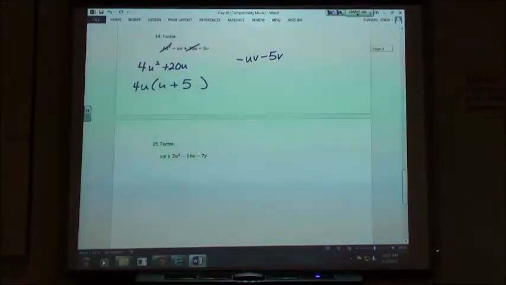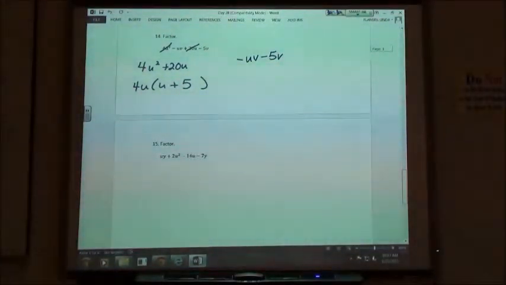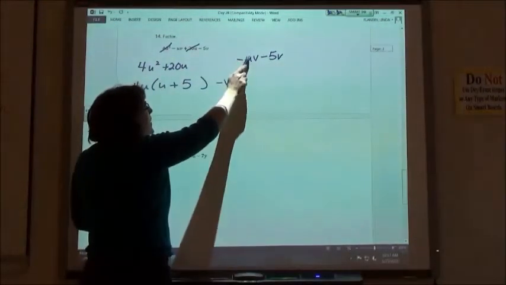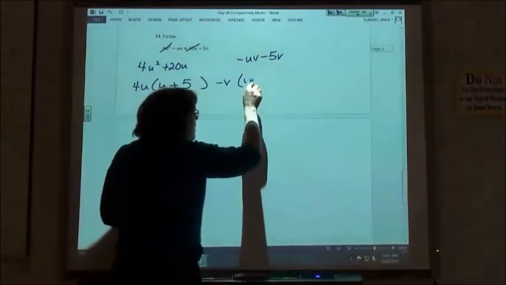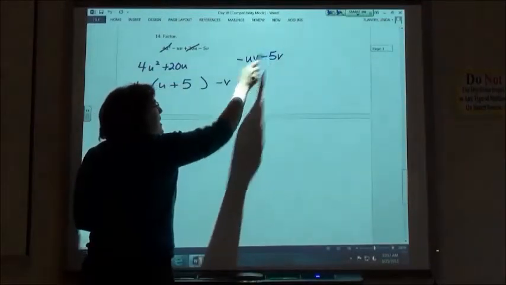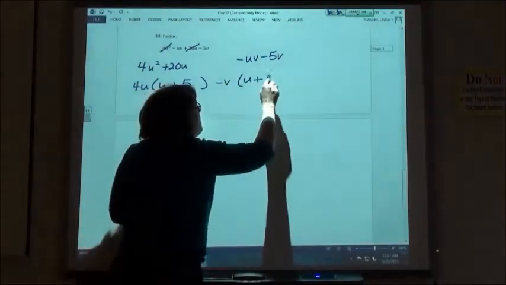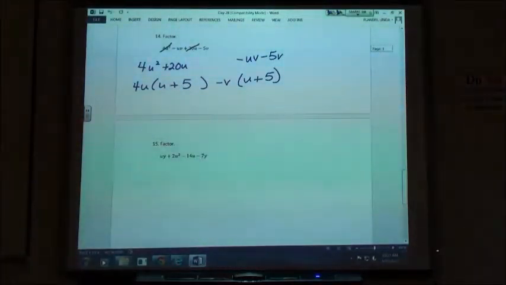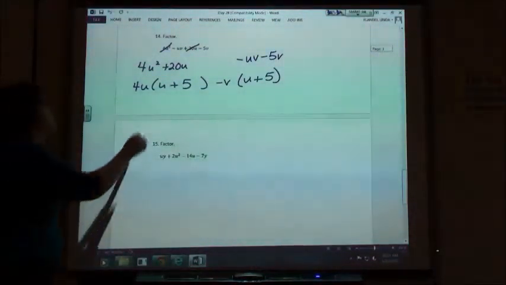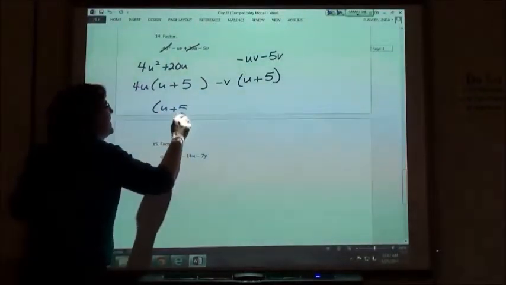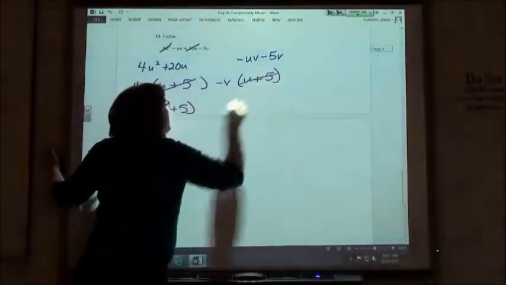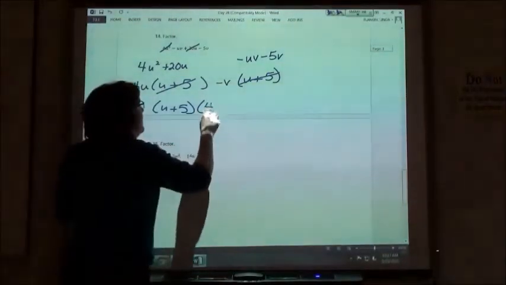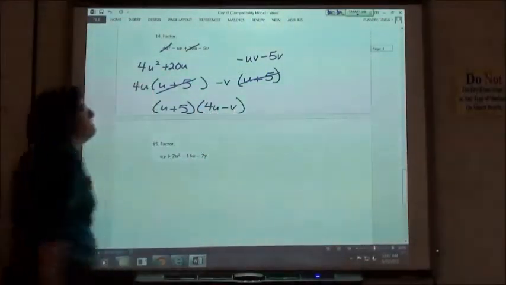Not just the v, but also the negative v, because my sign's got to change, right? So negative divided by a negative gives me a positive u, and here a negative divided by a negative is going to give me that positive 5 that I want to get. So I get u plus 5 in both of them, which is what I want to have. So u plus 5 is my first factor, and my other factor would be 4u minus v.